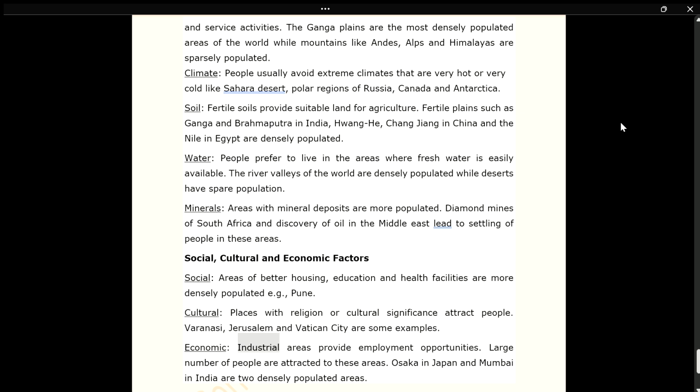Economic. Industrial areas provide employment opportunities. Large numbers of people are attracted to these areas. Osaka in Japan and Mumbai in India are two densely populated areas.